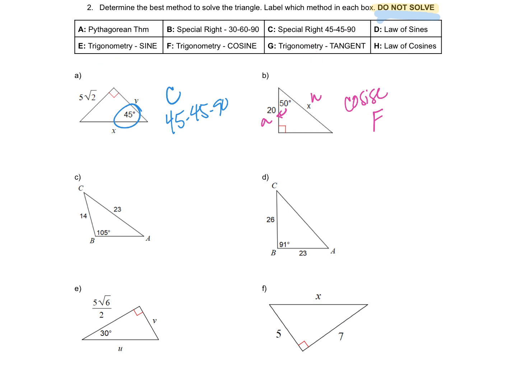On letter C, I don't have a right triangle. Not having a right triangle takes out all of these options and leaves me with just law of sines and cosines. Because I have a pair, I have the angle and the side opposite, this is going to be law of sines. I'm not going to solve it. I'm just going to tell you how I would solve it should I choose to solve it. But right now, I'm not solving.